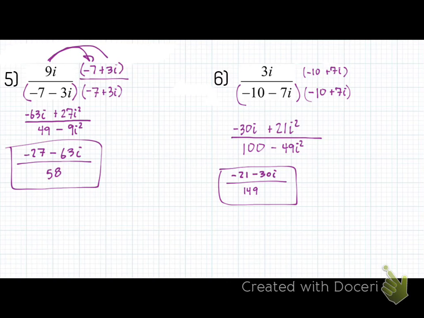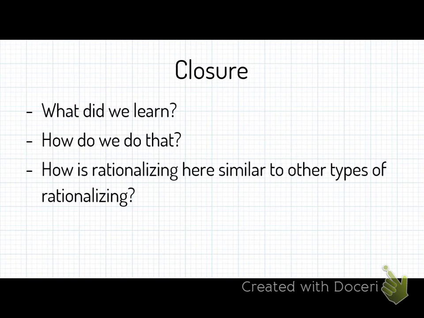Okay, so that concludes the lesson. 3 questions. The first 2 are the same, and then the third one is different, but I think it's pretty easy to answer, so I want you to describe how rationalizing here is similar to other types of rationalizing, okay? I'll give you about a minute to discuss, and I'm going to call on you.